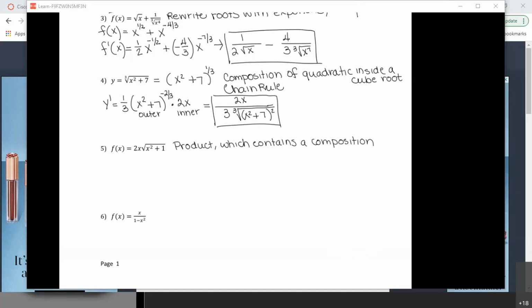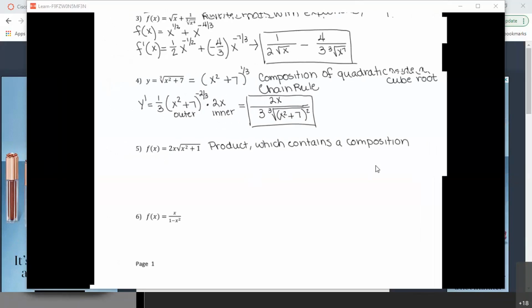Okay, so it's worthwhile stopping and thinking about what it is you've got before you just start doing stuff. You're mentally trying to make a match between all the rules you have and what this looks like. So I'm seeing, first of all, a product. There's a multiply between the 2x and the root.